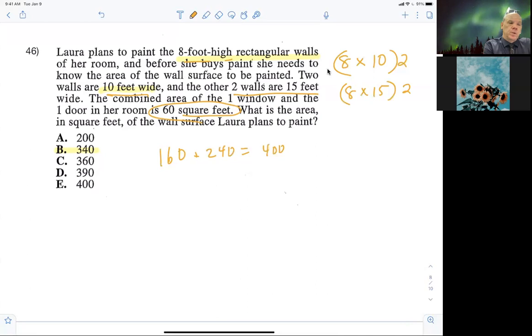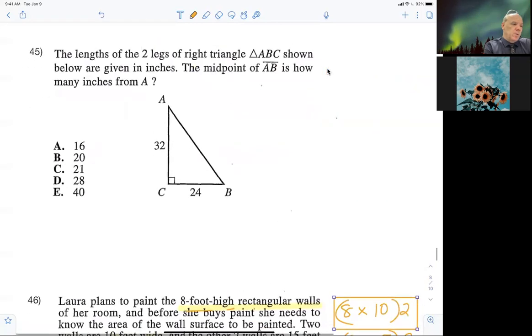You with me? So 8 times 10 is 80. This is a rectangle with dimensions 8 by 10. So that's that one. The total area of those 2 walls would be 160. All right, good.